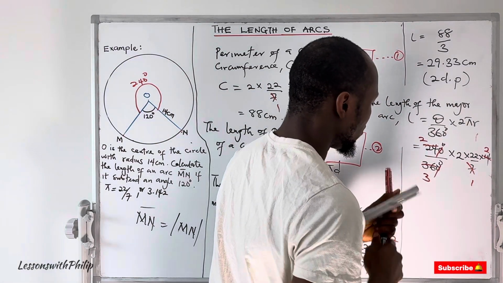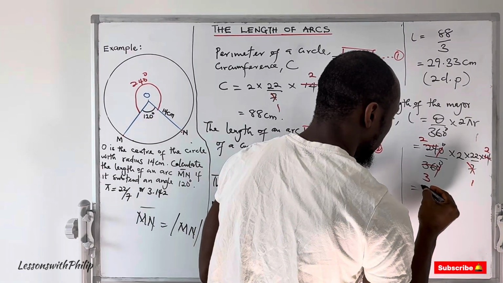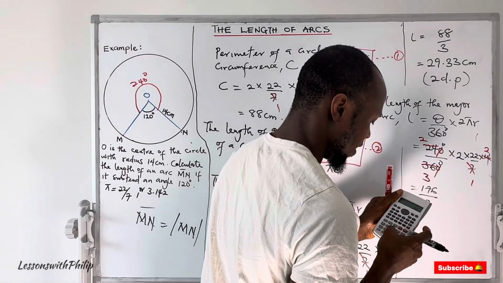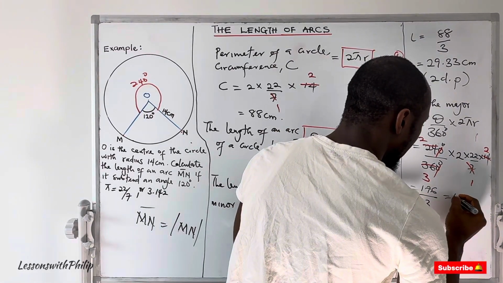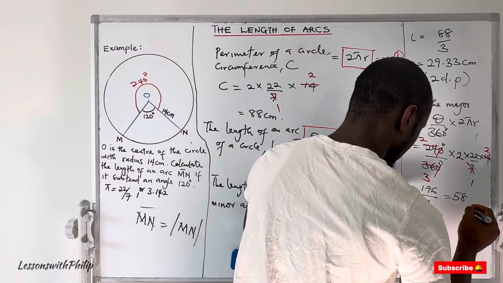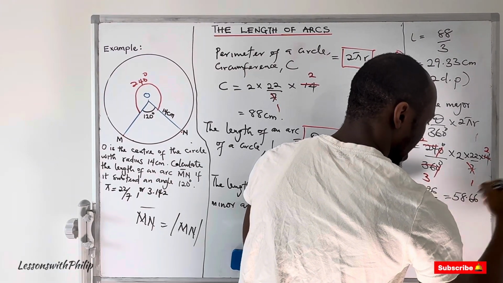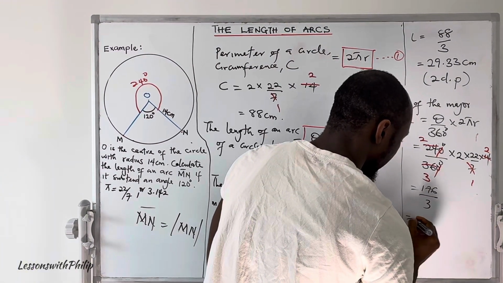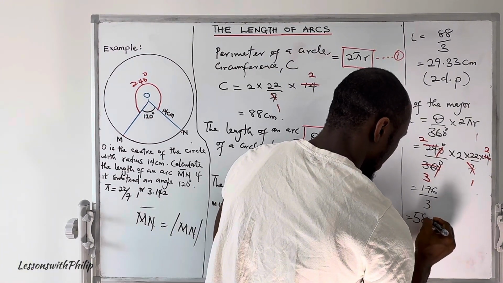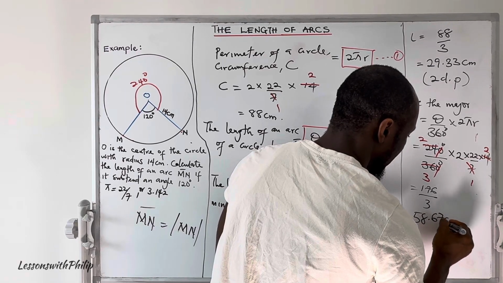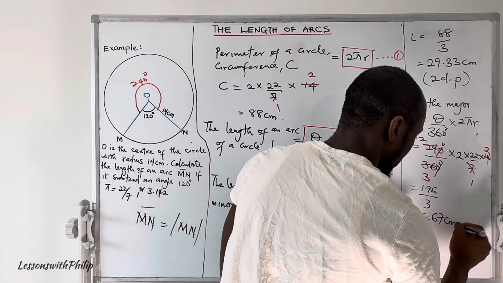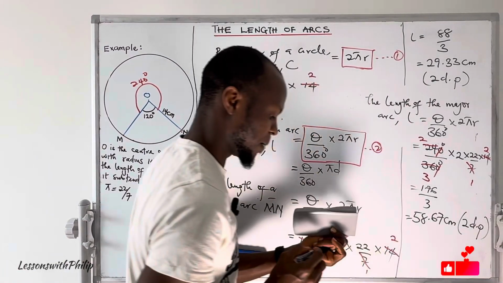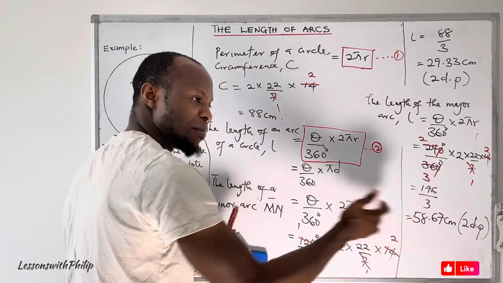Automatically, I have 176 divided by 3. And 176 divided by 3 will give me 58.66. I have a lot of 6 at the back, so that is equivalent to 58.67 centimeter to 2 decimal places. I round it off to 2 decimal places. Now, this is the length of the major arc.